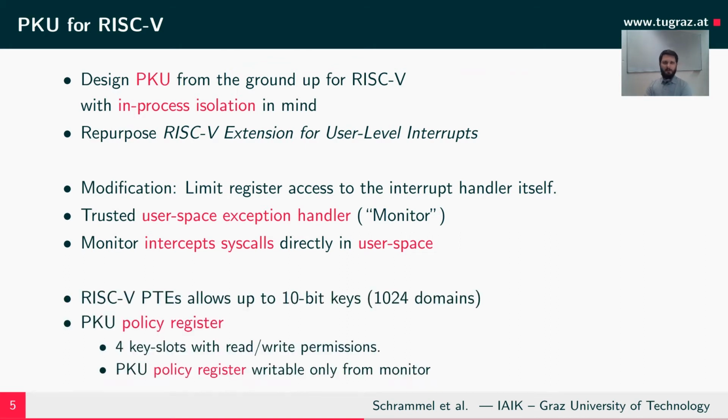On RISC-V, we have page tables with 10 free bits. We can use all of these bits for protection keys. This gives us over 1,000 domains. However, we cannot keep all of the permissions for these 1,000 domains in a register. So we designed the policy register to hold only 4 key slots with their read and write permissions. And also this register can only be written from the monitor.